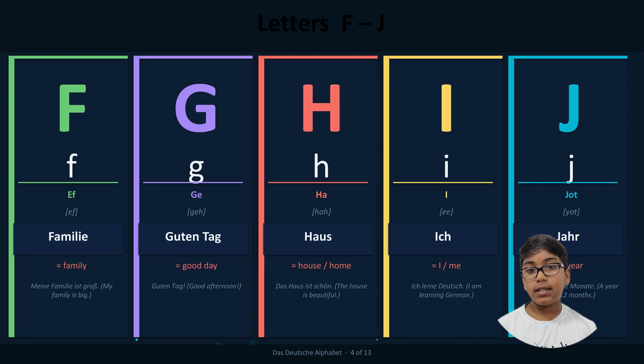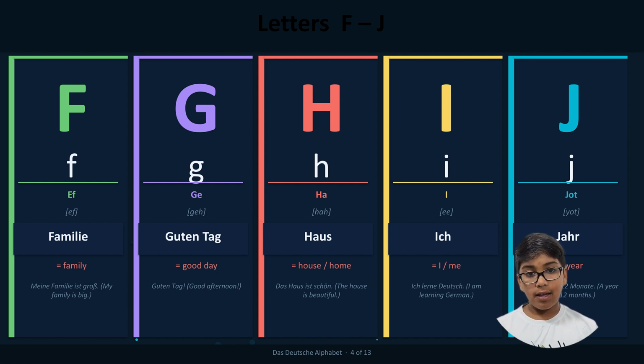I, pronounced like the E sound in the English word see. Now here's a word you will use all the time in German. Ich. Say it. Ich. It means I, as in talking about yourself. Ich lerne Deutsch. I am learning German. You can say that sentence right now because it is completely true. You are learning German right now in this video.